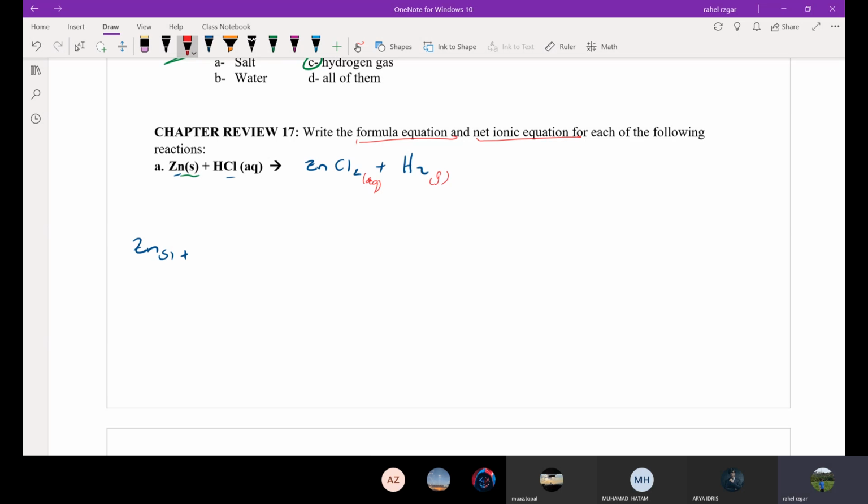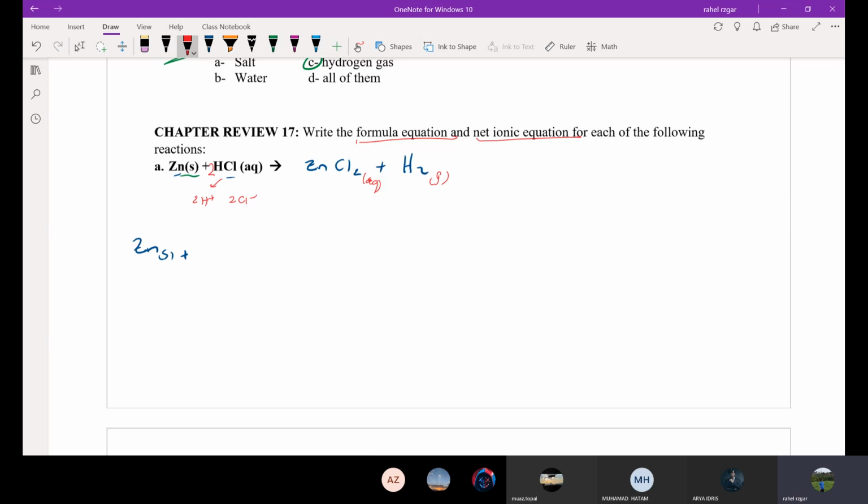Sorry, but first let me balance it. We have to put a 2 here, because 2 hydrogens and 2 Cl. When separated, it becomes 2H positive and 2 Cl negative.